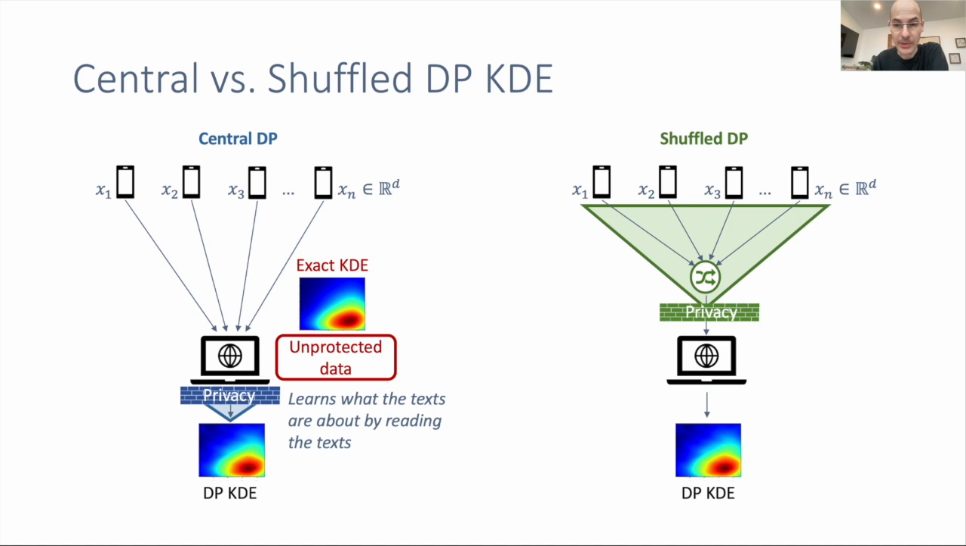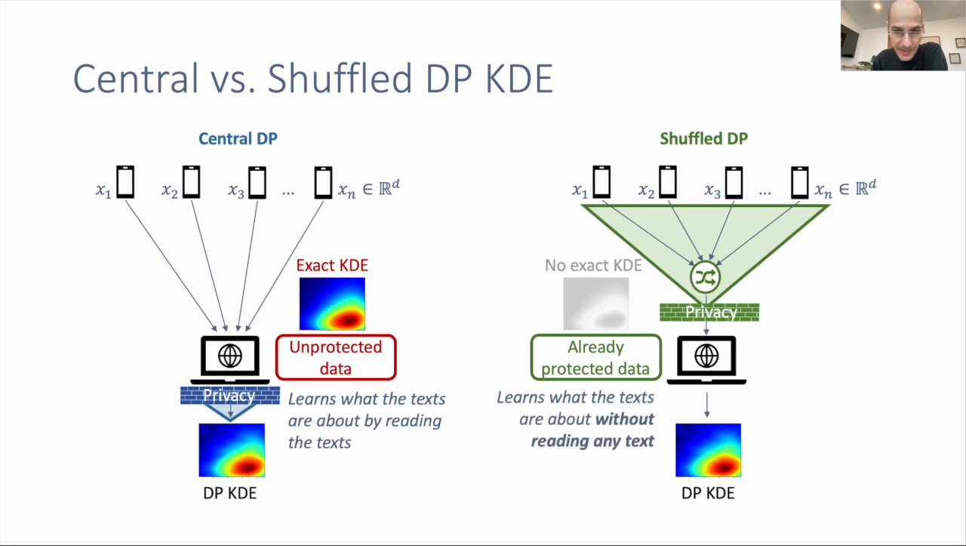In the Shuffled DP model, on the other hand, the data is already protected before it ever reaches the server. So the server cannot compute the exact KDE, and actually no party in this setup has the information needed to compute the exact KDE. Instead, this Shuffled DP protocol is going to compute an approximate KDE directly without going through the exact KDE, which means in our case that the server will be able to learn what the texts are about without actually reading any of the texts, which is what we want.